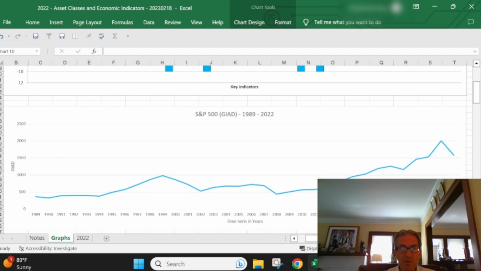Next chart here is the S&P 500. In case you're wondering, it's adjusted for inflation. Most other countries go up and down, they just cycle around in terms of inflation. But the S&P 500 has been going up quite a bit this past generation, with some ups and downs.